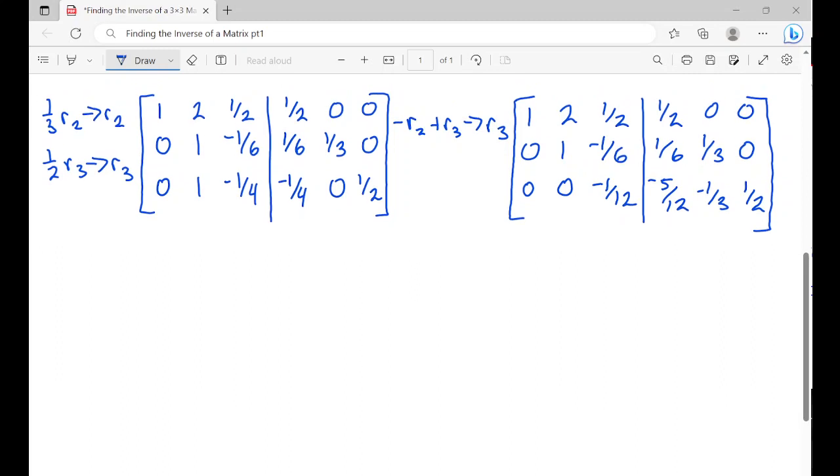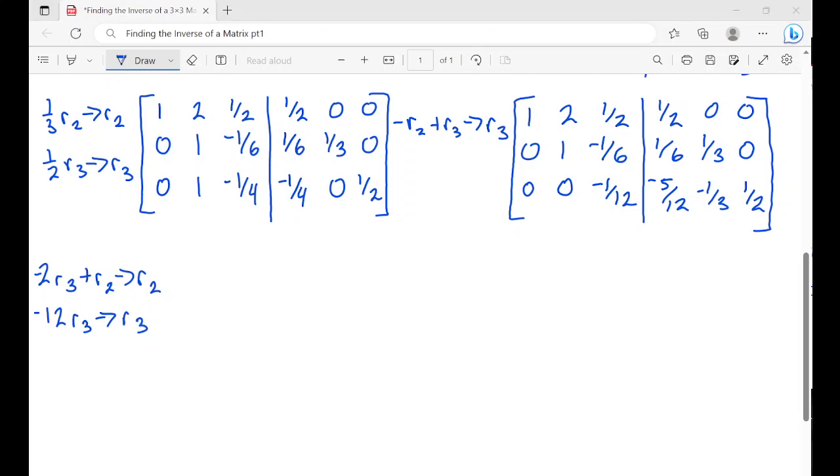Now I need to make this entry here a 1 and everything above it a 0. But 1/12 is pretty close to 1/6, and so I'm actually going to make this entry here a 0 first, and then I'm going to clear out this 1/12 and make it a positive 1. So I'm going to do 2 operations again. I'm going to do negative 2 times row 3 plus row 2 to give me a new row 2, and then negative 12 times row 3 for a new row 3.